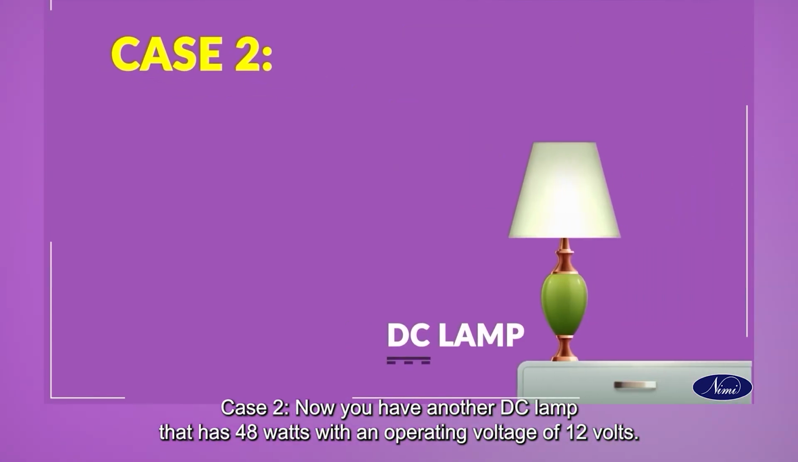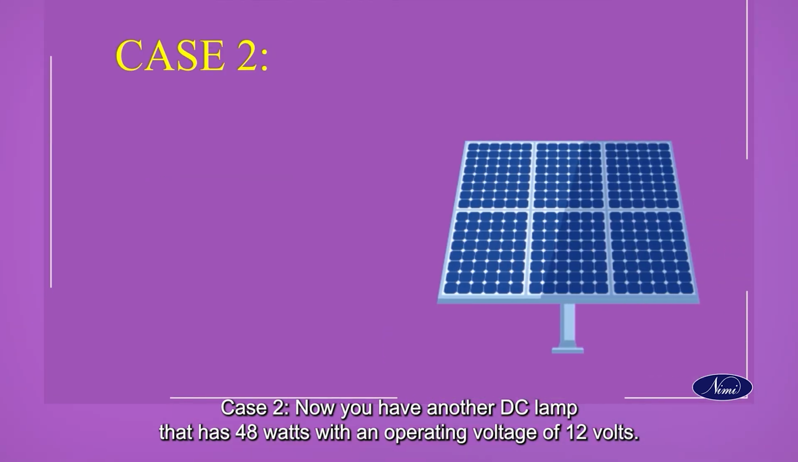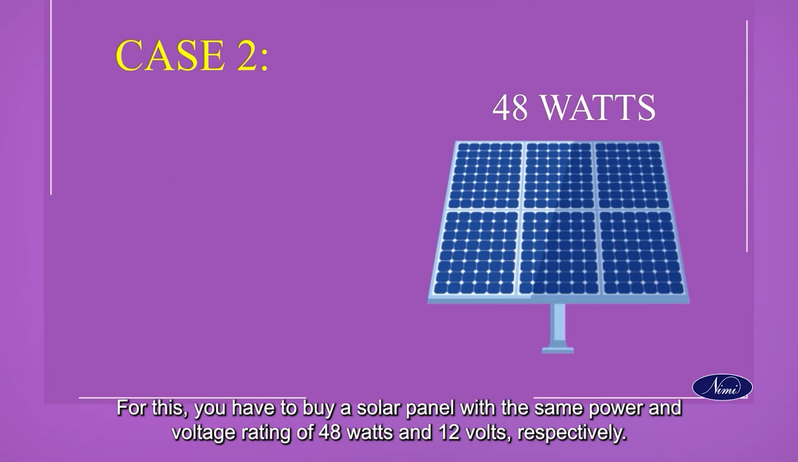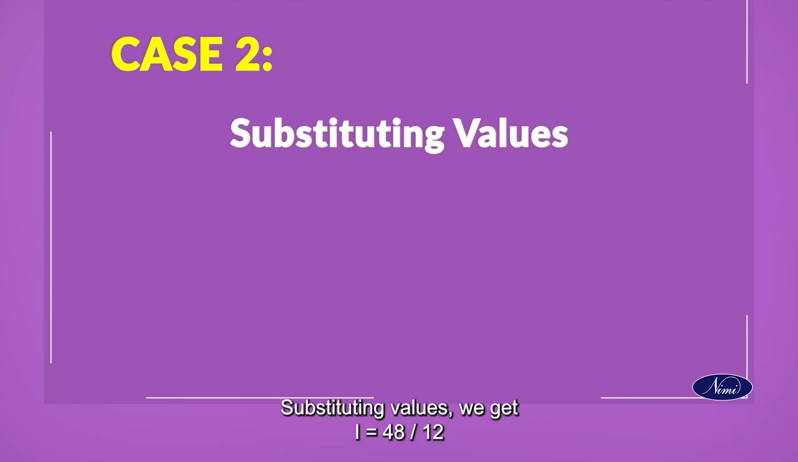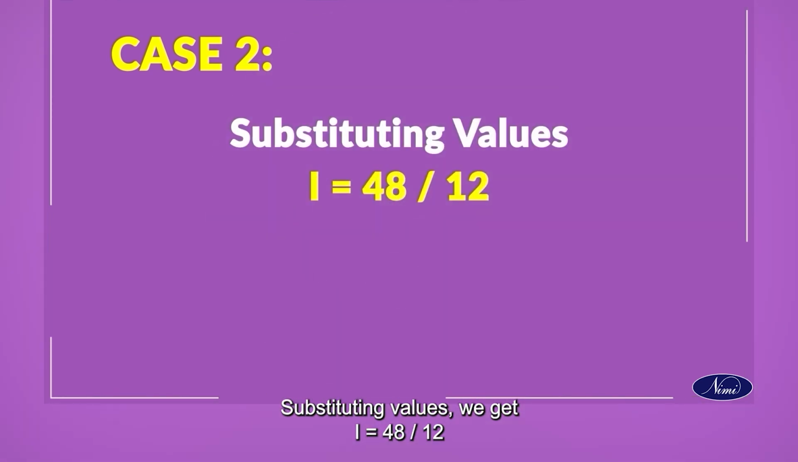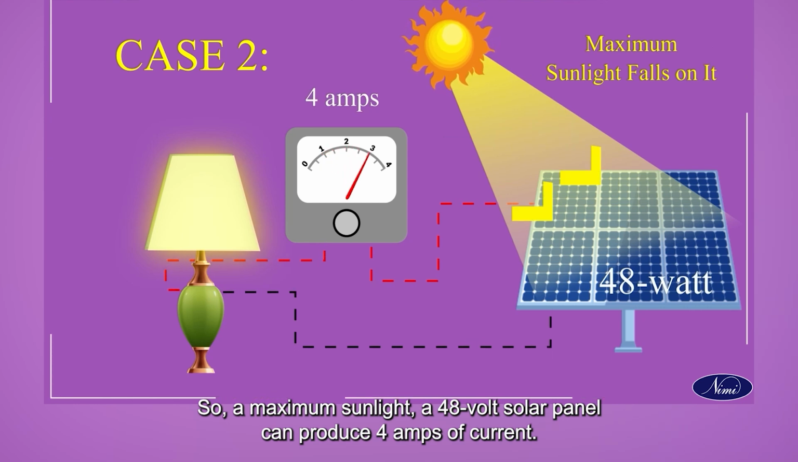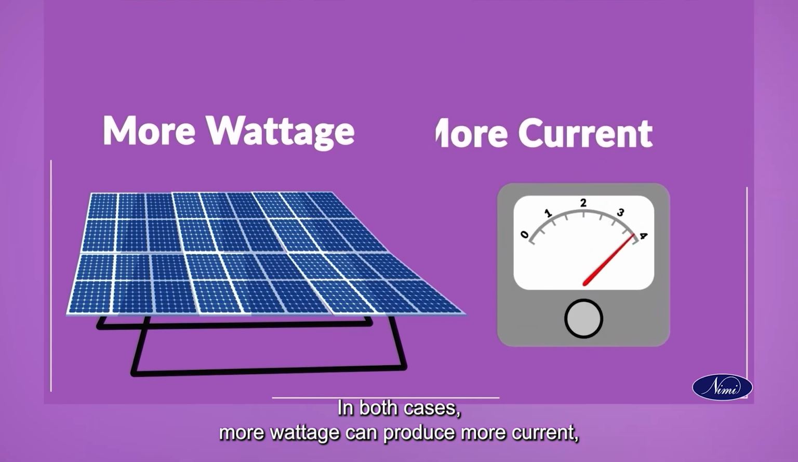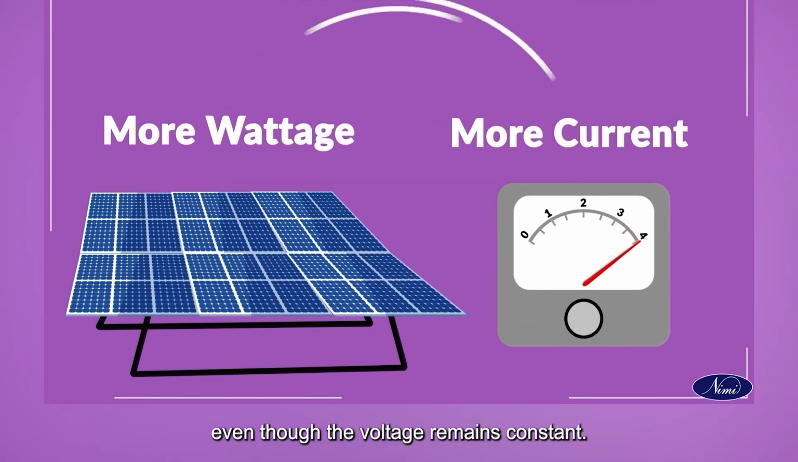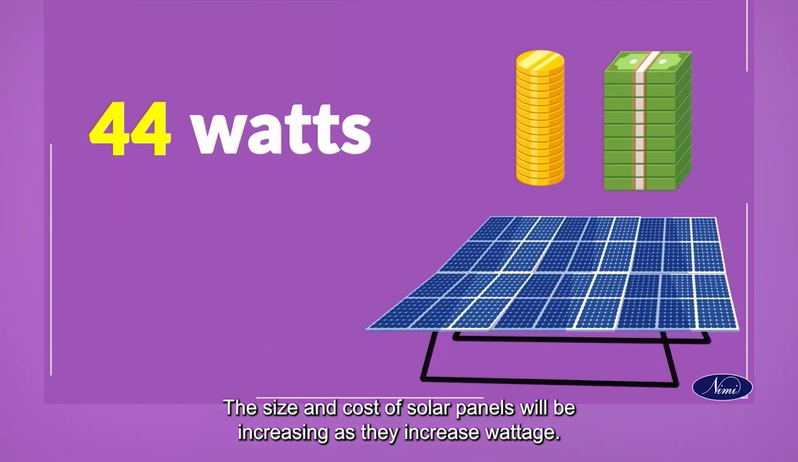Case 2. Now you have another DC lamp that has 48 watts with an operating voltage of 12 volts. For this, you have to buy a solar panel with the same power and voltage rating of 48 watts and 12 volts, respectively. Substituting values, we get I = 48/12. So, at maximum sunlight, a 48-watt solar panel can produce 4 amps of current. In both cases, more wattage can produce more current, even though the voltage remains constant. The size and cost of solar panels will increase as they increase wattage.